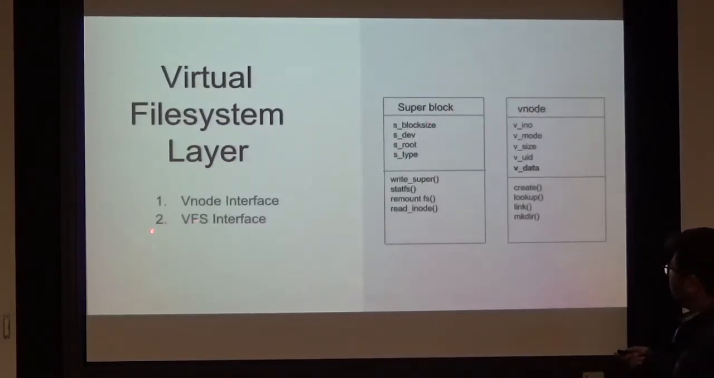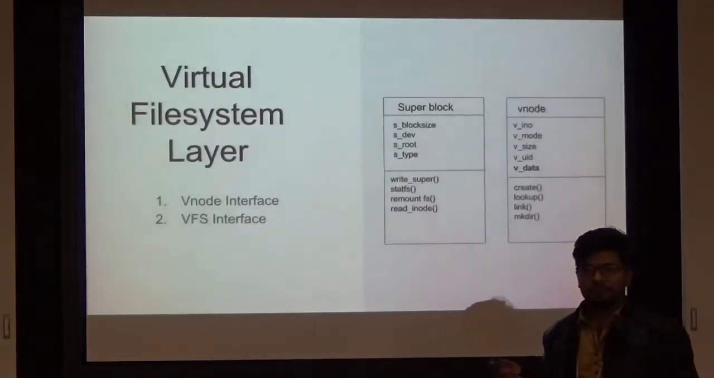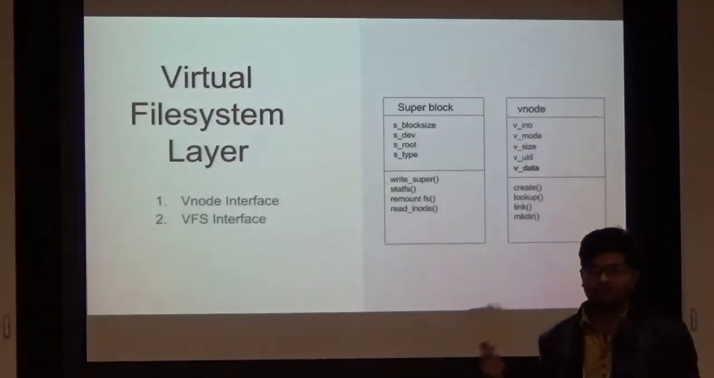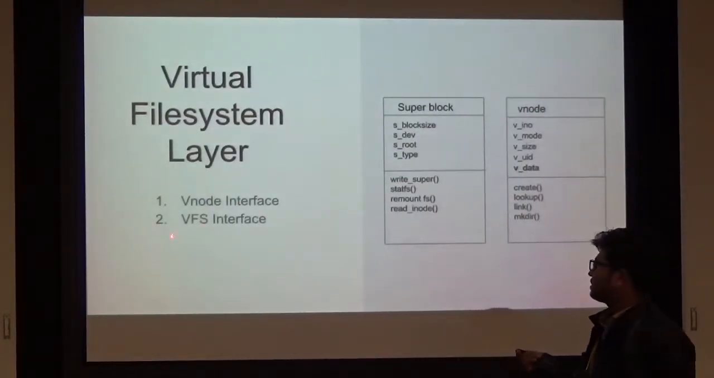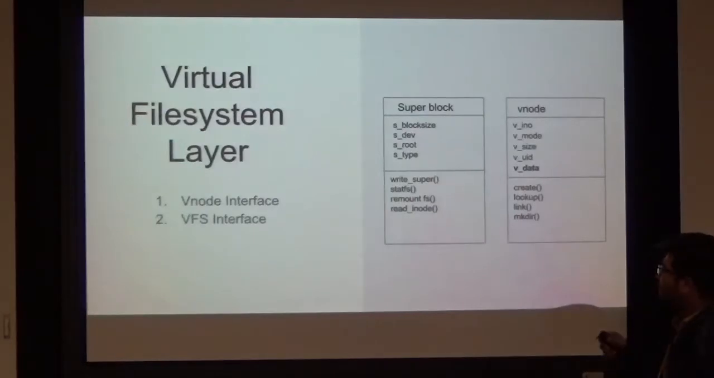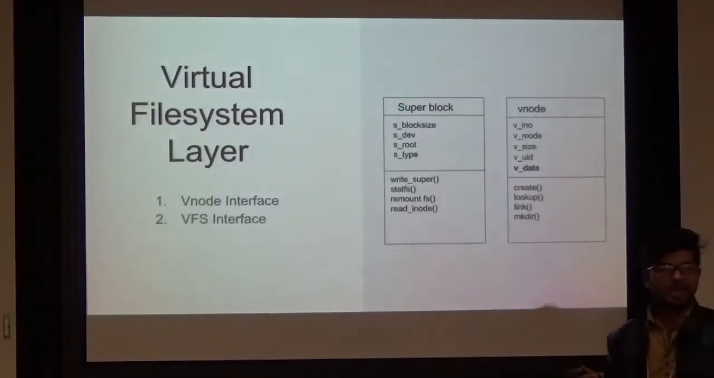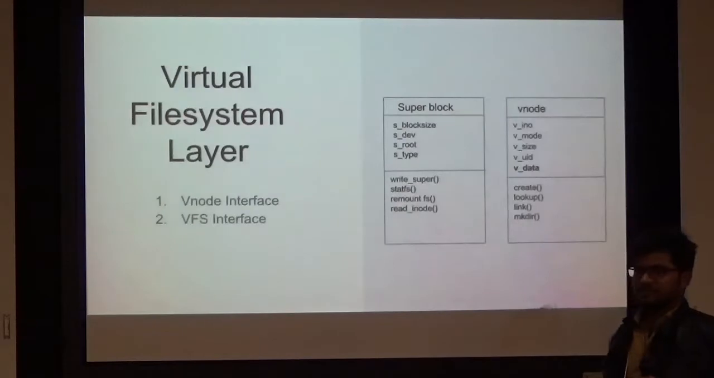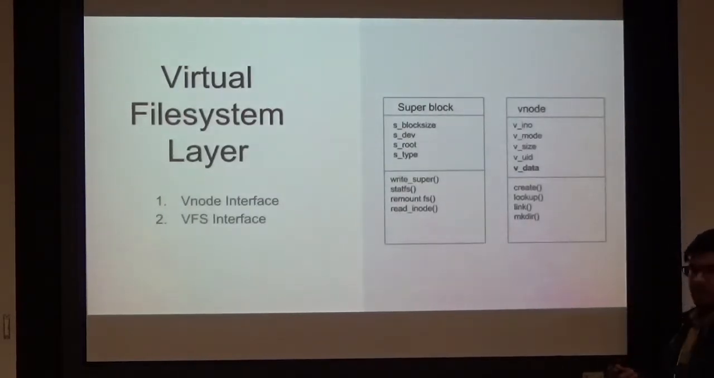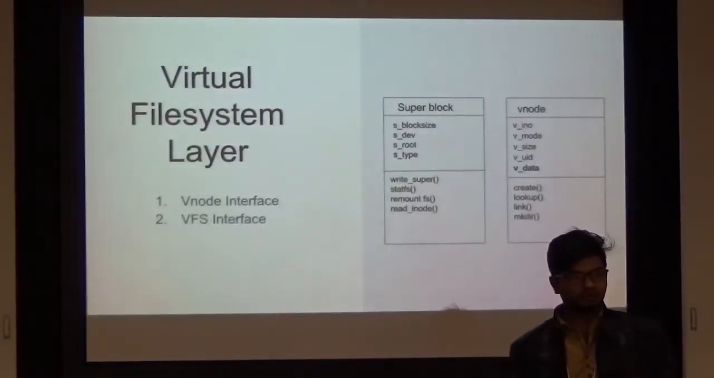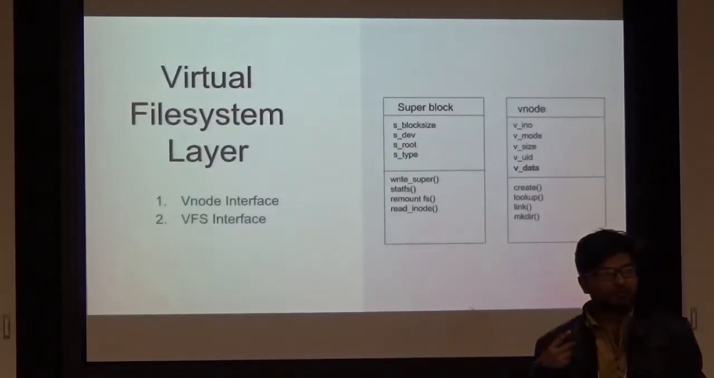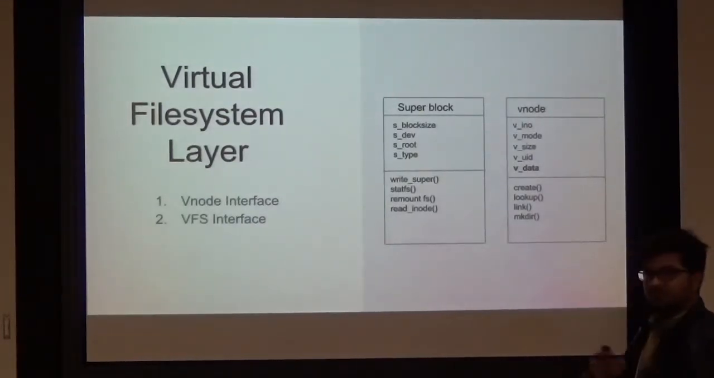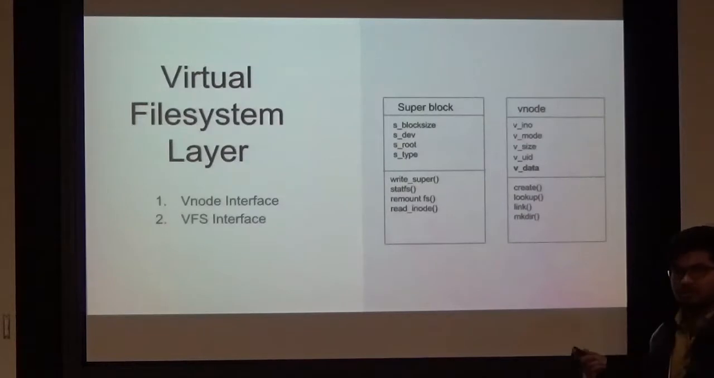The VFS interface is similar: just as we have vnodes for files, the VFS interface is an abstraction over every file system in the kernel. We may have different file systems, and every file system has its own strategy to store and retrieve the data. Based on that, we may have a number of file systems. So the VFS interface is an abstraction over all those file systems.